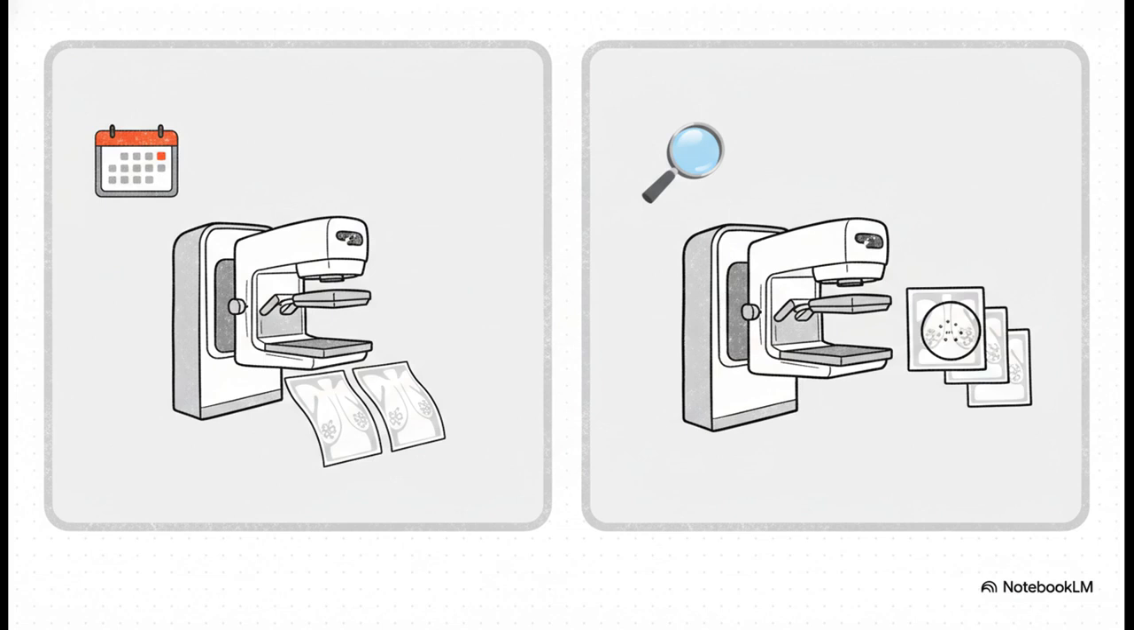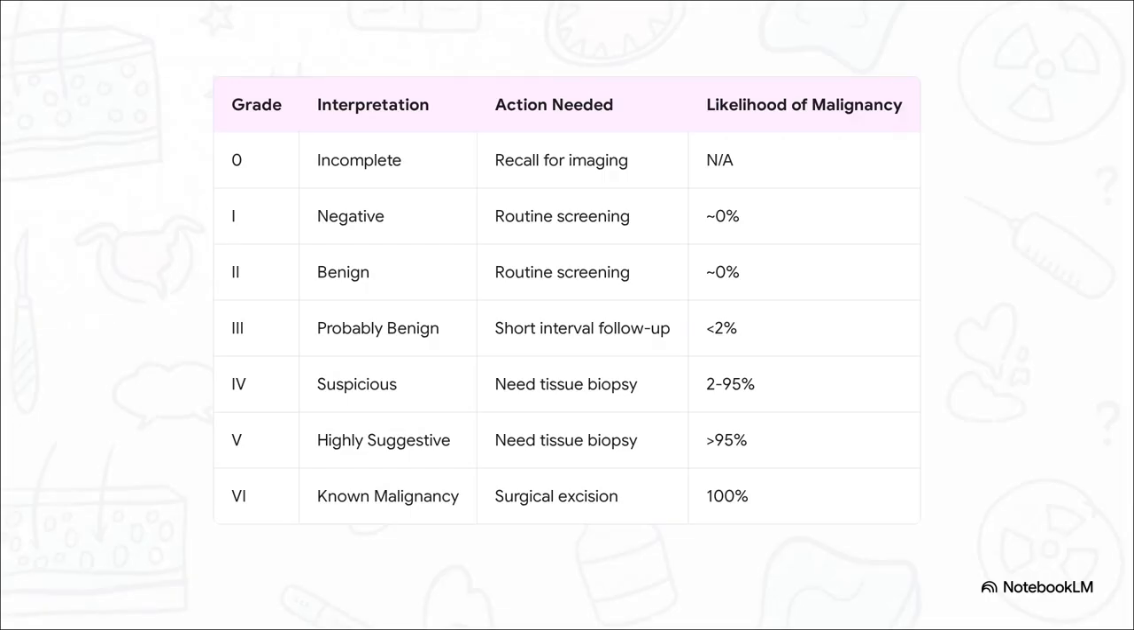It's really important to make that distinction. A screening mammogram is for women with no symptoms and just uses 2 standard views. A diagnostic mammogram, on the other hand, is specifically for investigating a problem. It will include extra targeted views, like spot compression, to get a much better look at the area we're worried about. The radiologist's findings will be reported using the BI-RADS system, which is basically a universal language for breast imaging.